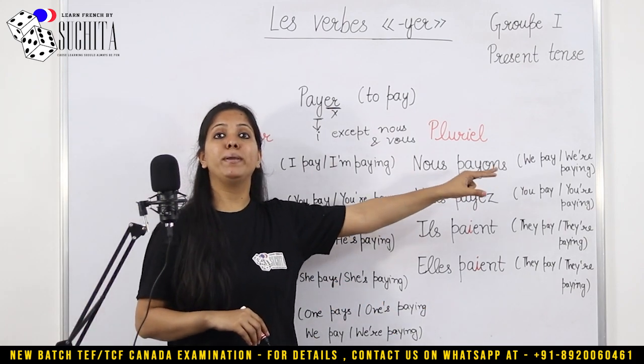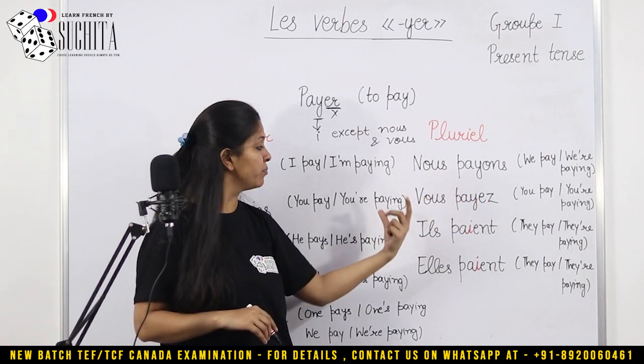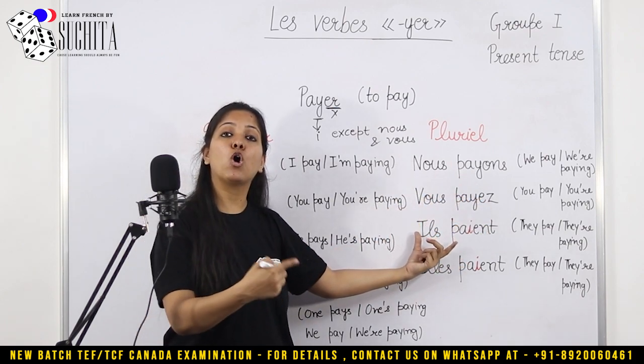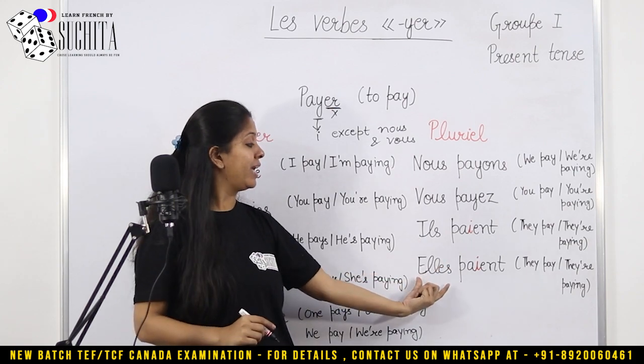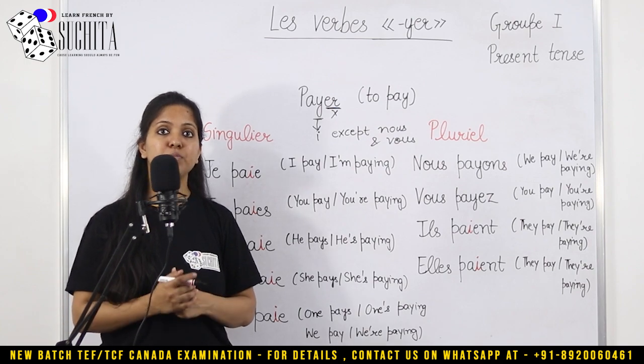Nous payons, we pay or we are paying. Vous payez, you pay or you are paying. Ils payent, they pay or they are paying, masculine. Elle paye, they pay or they are paying, which is feminine.